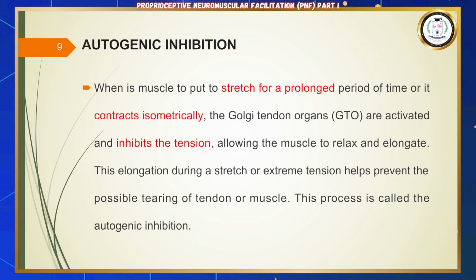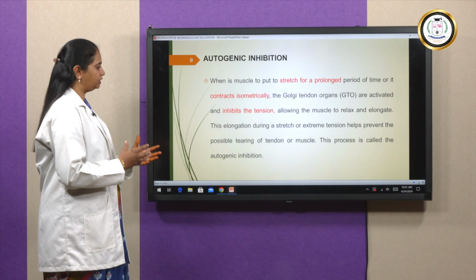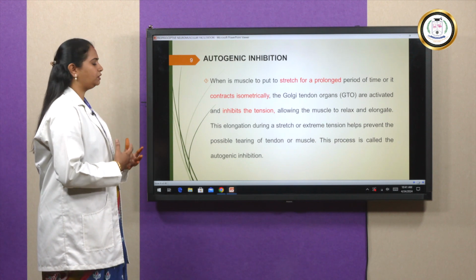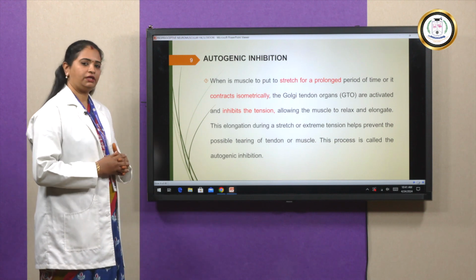Autogenic inhibition. When a muscle is put to stretch for a prolonged period of time, it contracts isometrically. The Golgi tendon organs are activated and inhibit the tension, allowing the muscle to relax. During this elongation or an extreme tension, it helps prevent the possible tearing of the tendon. This process is called autogenic inhibition.